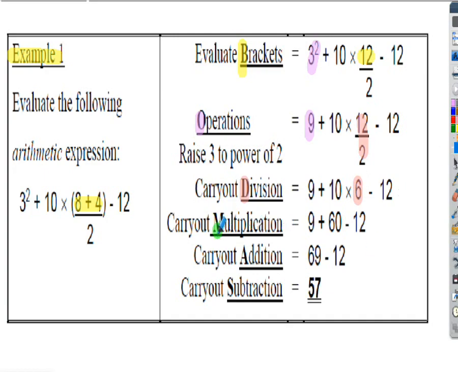Next we have multiplication to undertake. Is there any multiplication in our calculation? Yes, there is. We have the positive 10 multiplied by the 6 here. So 10 times 6 is 60. The next precedent is addition. Is there any addition to undertake within our calculation? Yes, there is. We have the 9 added to the 60 here, so that's where the 69 comes from. And then finally we have subtraction. Do we have any subtraction to undertake? Yes, we do. The 69 subtract the 12 here will give us the 57. So that shows you the rigid nature of BODMAS and how to apply it to undertake a calculation.